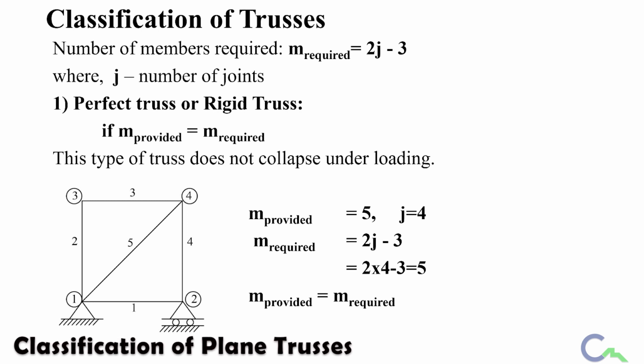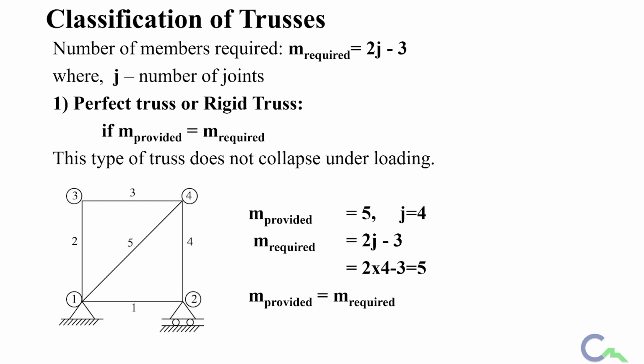Let us see classification of truss. Suppose if I want to find the number of members for a truss, I can use this formula, that is m required is equal to 2j minus 3, where j is the number of joints in that truss. By using number of joints, and this is the number of equilibrium equations, I can assume the number of members for the truss. By using this formula, I can classify truss into three types. The first one is perfect truss, second one deficient truss, third one redundant truss. Let us see one by one.